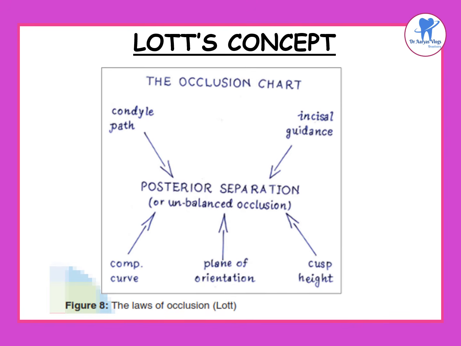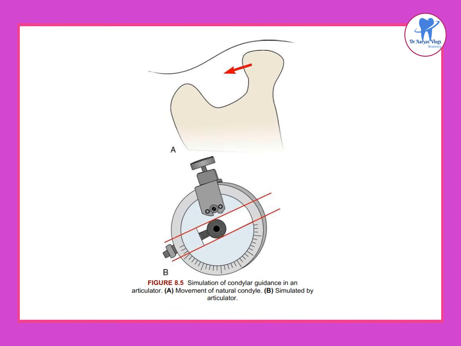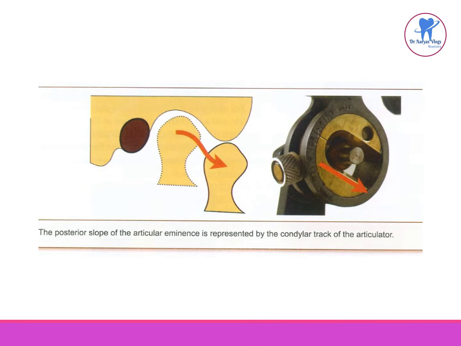In this picture, it shows the simulation of condylar cadence in an articulator. This is the movement of a natural condyle and it is simulated by the articulator. Here is the posterior slope of the articular eminence, which is represented by the condylar track of the articulator.